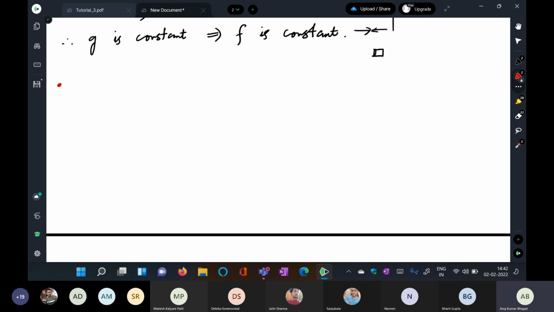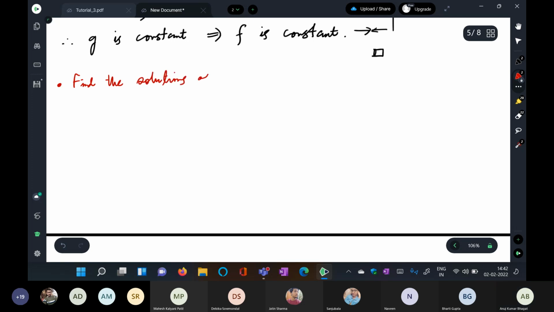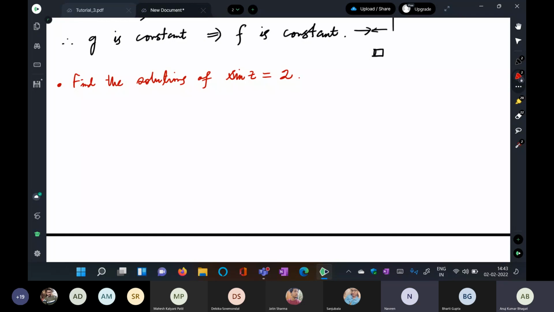So, find the solutions of sin z equals 2. Now firstly, you tell me, if z is a real number, is it possible? No, sir, because when you take z to be a real variable, you know that it is bounded between minus 1 and 1.